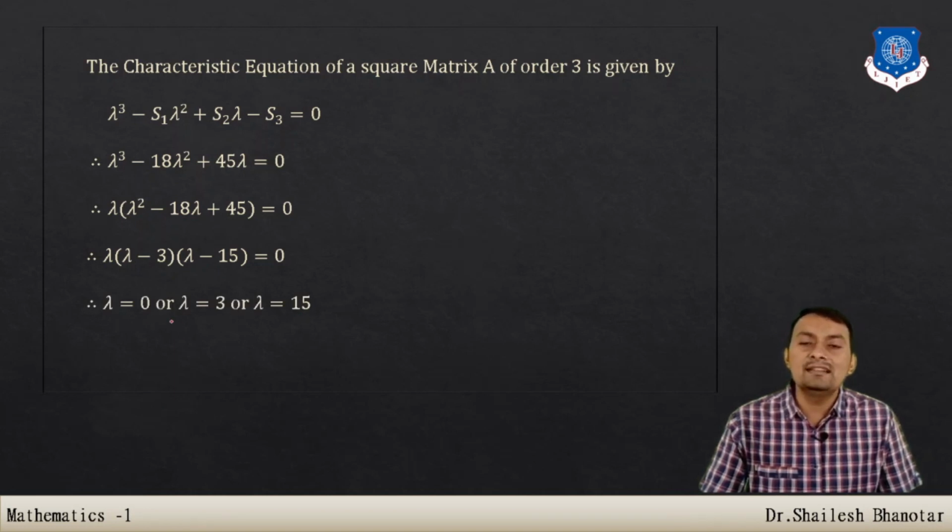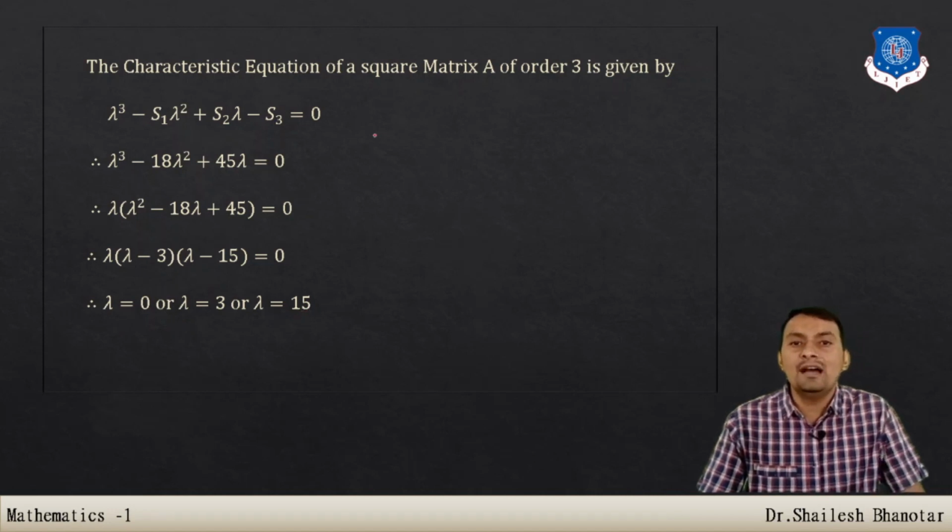Now it is clear what the eigenvalues are, and from this, for your understanding, I'm going to discuss that the trace of this matrix is nothing but the sum of the eigenvalues.